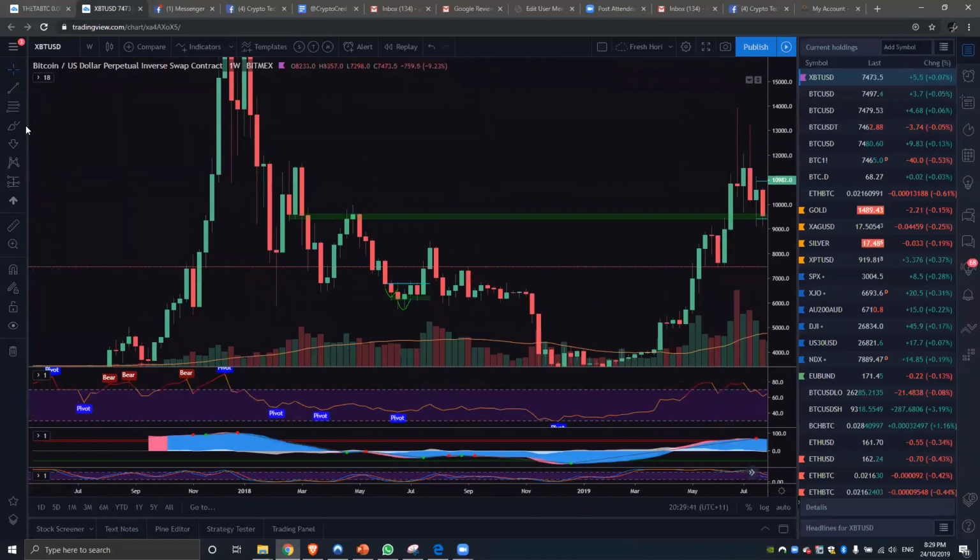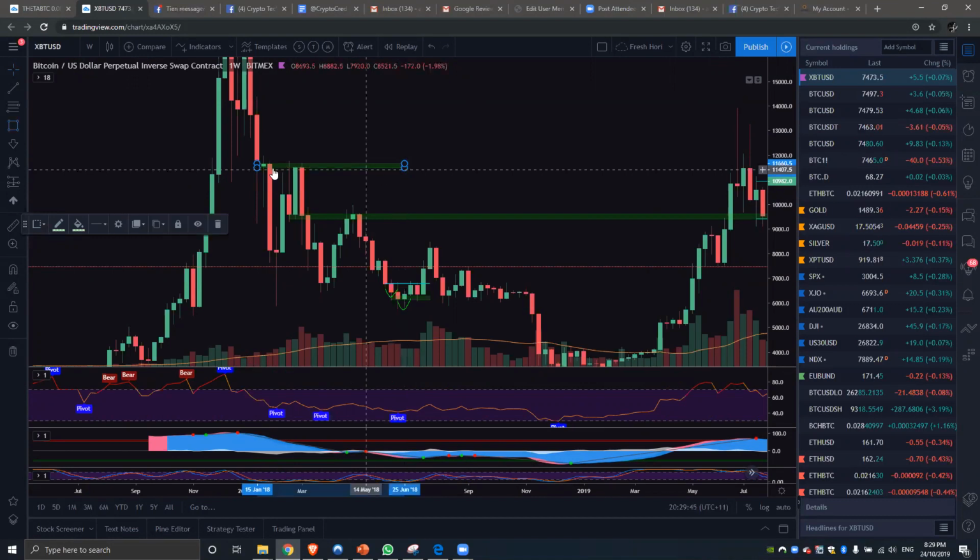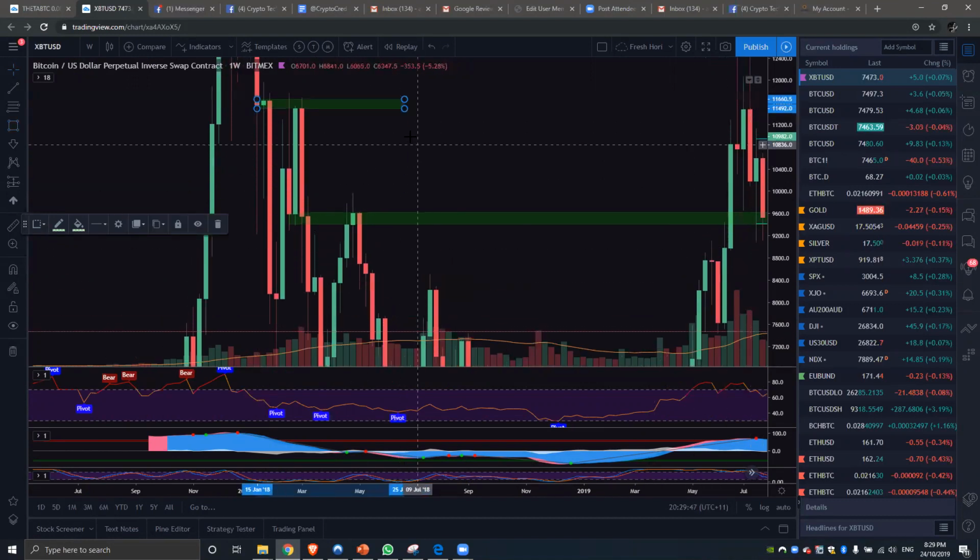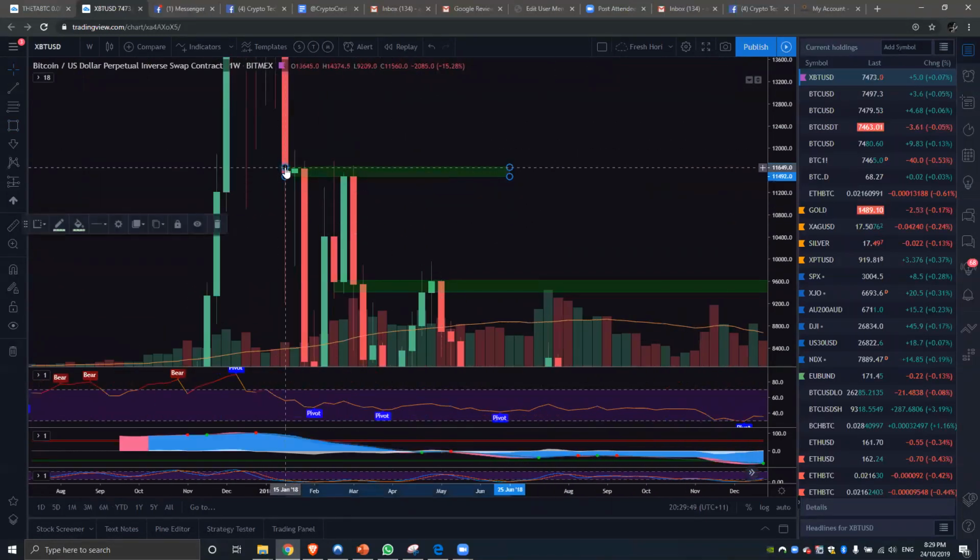So drawing in our order blocks, right? We're going to take this level through here. I'm just taking this from the top of this doji to the bottom, so the top here of this doji to the top of this point here, because this is obviously a resistance level that gets put in. So we're going to take from resistance to resistance through here, and we're just taking this as an area of resistance through this range, right?